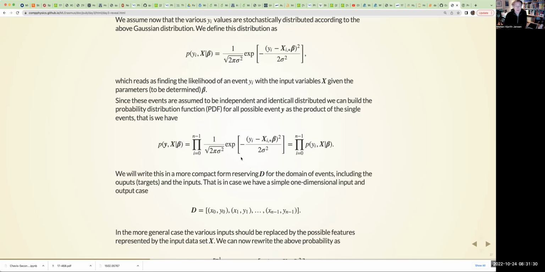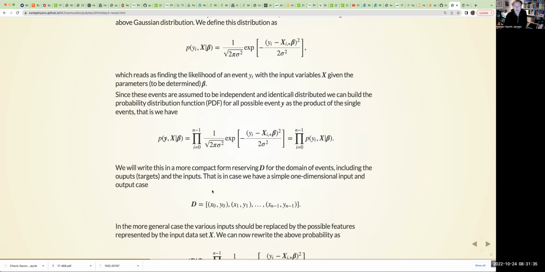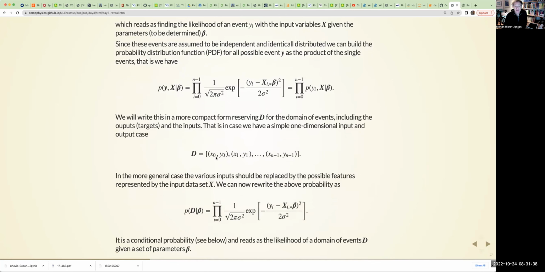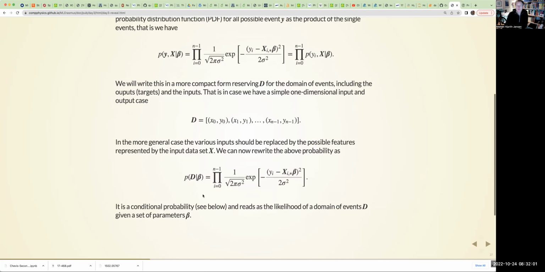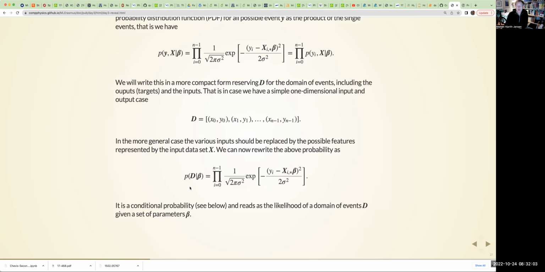So this is now the product of all the individual probabilities. And the domain of events is now given by the x's and the y's. And we would typically rewrite this in terms of a D, which is a domain, and then a given parameter beta. So this is the likelihood of a specific output D with a given parameter beta. Now, what we did last week was then to find the parameter beta by assuming that we want to have the maximum likelihood.